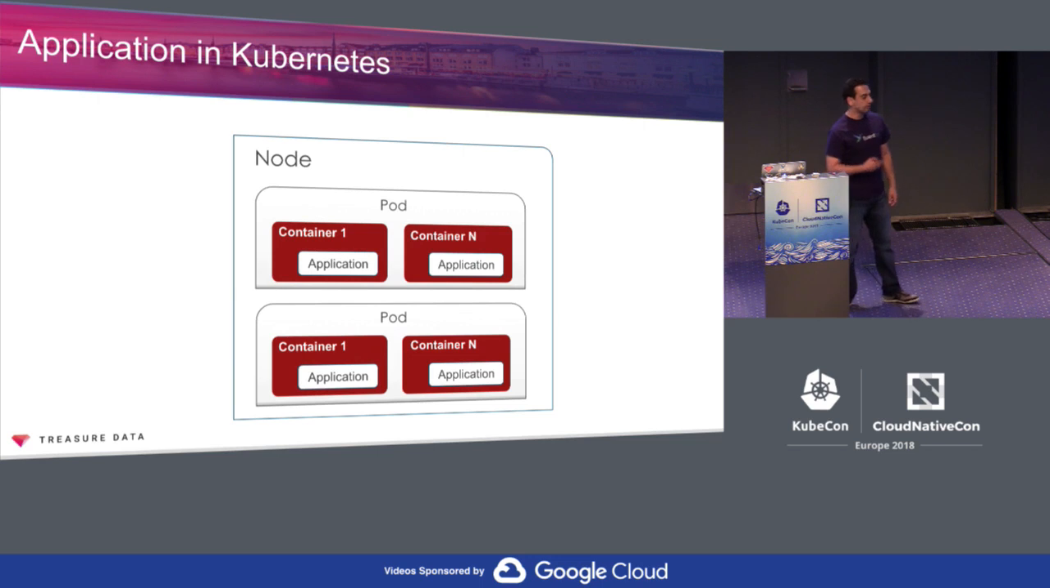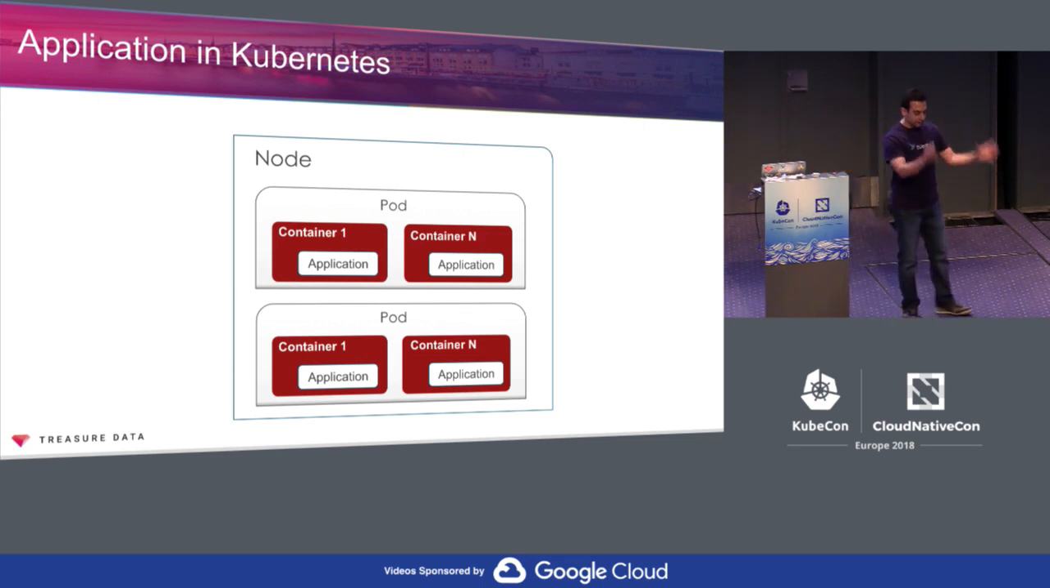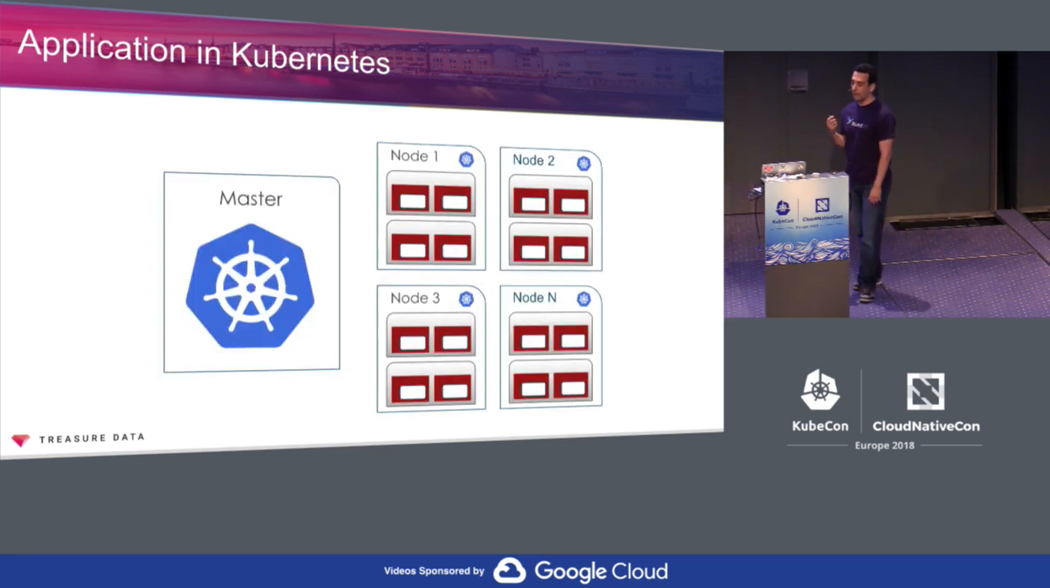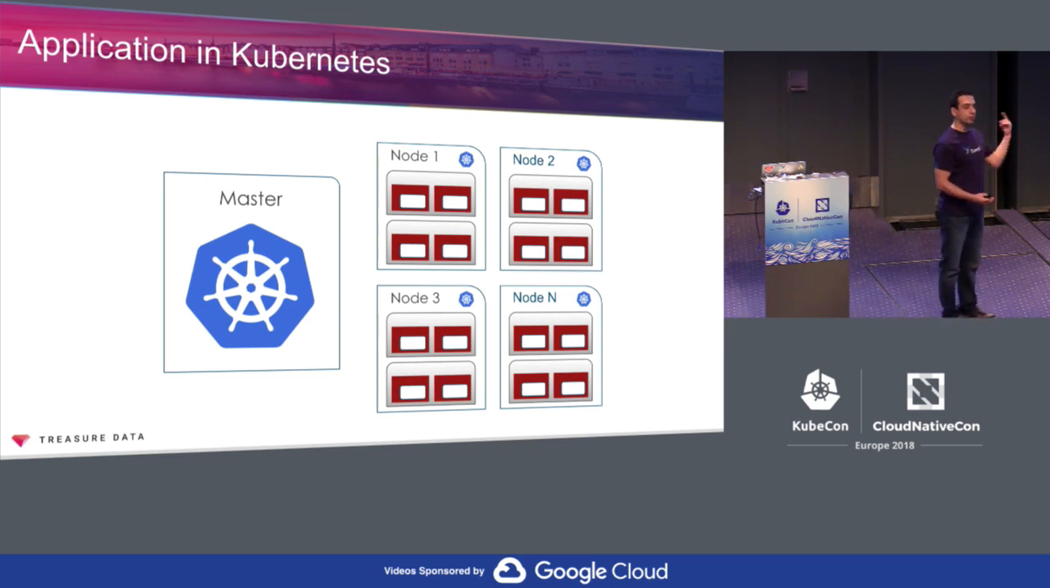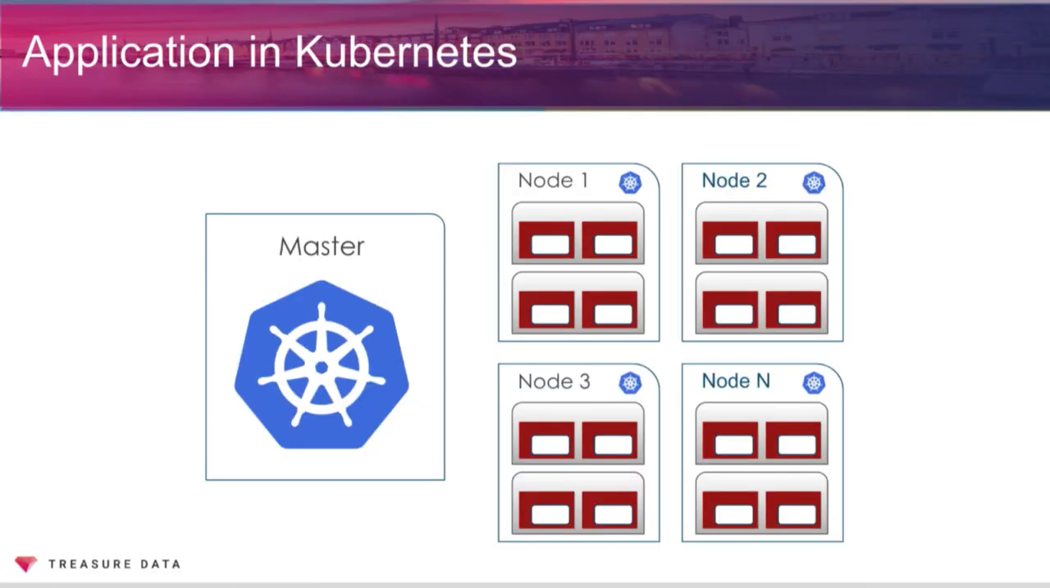But a node, I mean a host, a physical machine or a virtual machine, can have many pods. That means multiple applications. And you know that a Kubernetes cluster has many nodes. So the thing is, how do you deal with logging when you have a cluster? When, for example, you deploy your application with replicas on different nodes, how do you gather the logs? How do you centralize the logs?